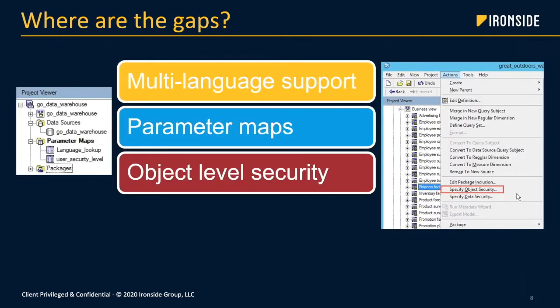So the things that are not supported, and I did call this out earlier: multi-language support, parameter mapping, object level security. And again, those are things that are in some way on the radar or on the roadmap. And there are ways to address some of these, but not completely. So just keep that in mind. Those are going to be some of the limiting factors if you need these, can't do without them.